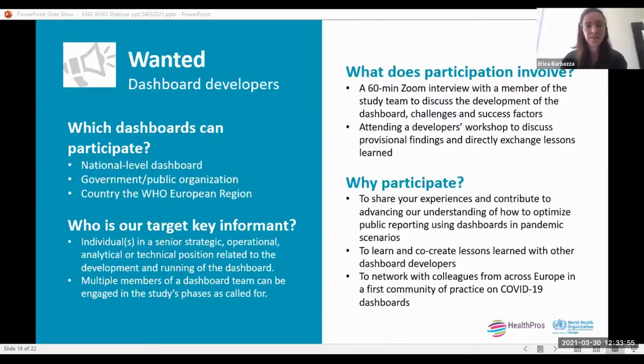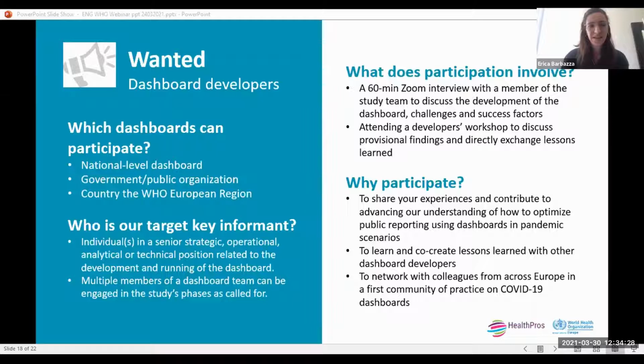Second is that the dashboard is developed by a public or government organization. So we really want to capture organizations with a mandate to publicly report. So we are excluding dashboards that may be run by academia or think tanks, unless, of course, they are mandated to do so. And the third, perhaps most obvious, is that our focus is specifically on the WHO European region countries. So we're targeting the member states across the Euro region.